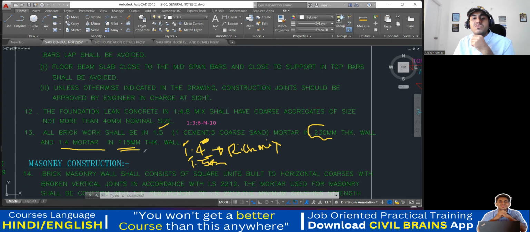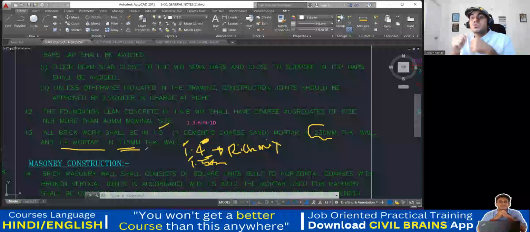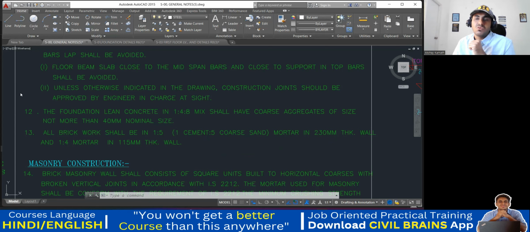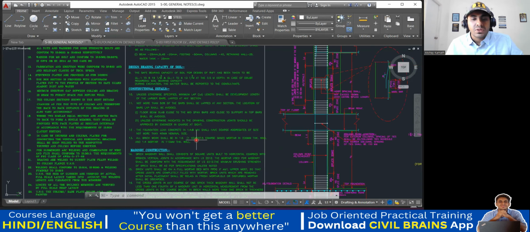But a 115 thick wall, the size is very small. So it will have a lot of vibration, and also the strength will not be more. So in order to increase the strength, we go with a rich mortar, that is 1:4. So the cement mortar will have good strength. As a result, your brickwork strength will also be good. Keeping that in mind, we go with 1:5 for outer and 1:4 for the 4.5 inch thick, which is the 115 wall. Got the concept?